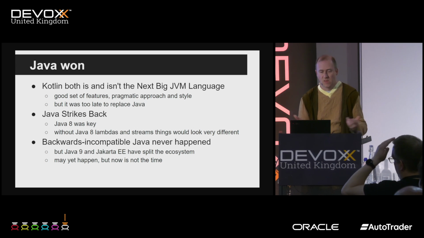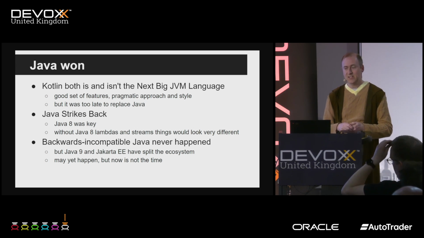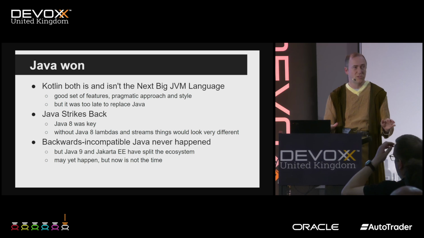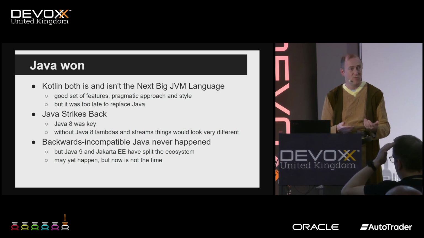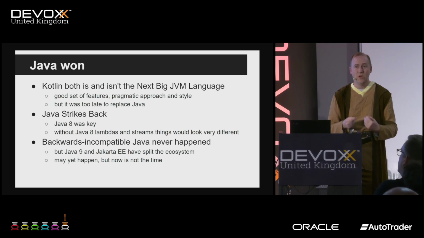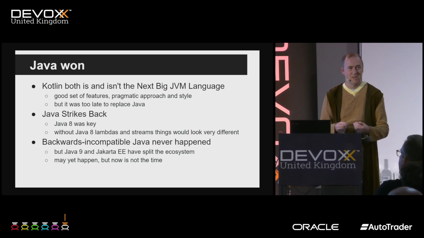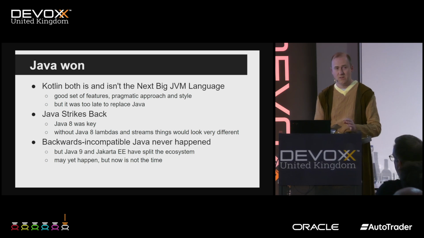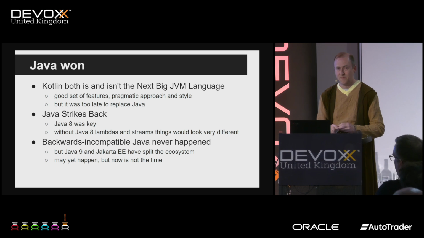So yeah, Java won. Kotlin is and isn't the next big JVM language. It did meet the goals I laid out. It has the pragmatic approach. It has the pragmatic style. But I believe, fundamentally, it was too late to replace Java. Does that mean it's not useful? No, of course not. It's got its niche. It's out there. It's widely in use. It's popular. Nothing wrong with it. But replacing Java is a different challenge. So yeah, Java struck back, and Java 8 was the key to that. If Java 8 hadn't come out with lambdas, things would look very different.